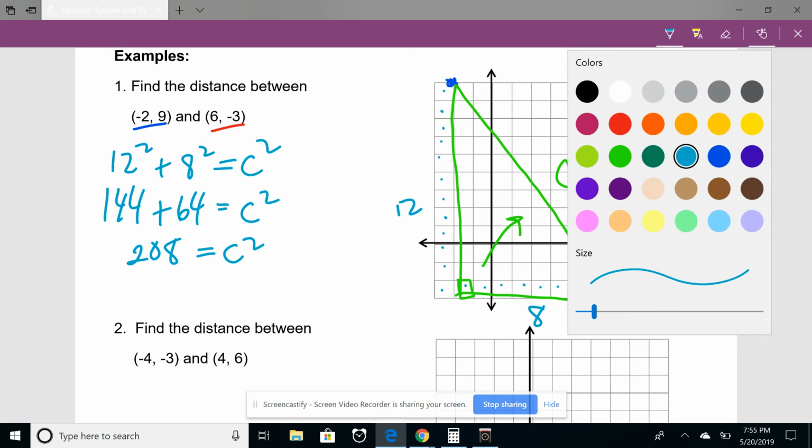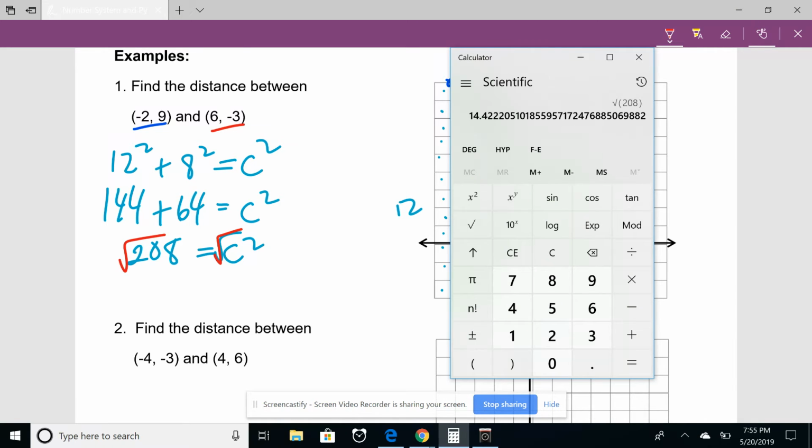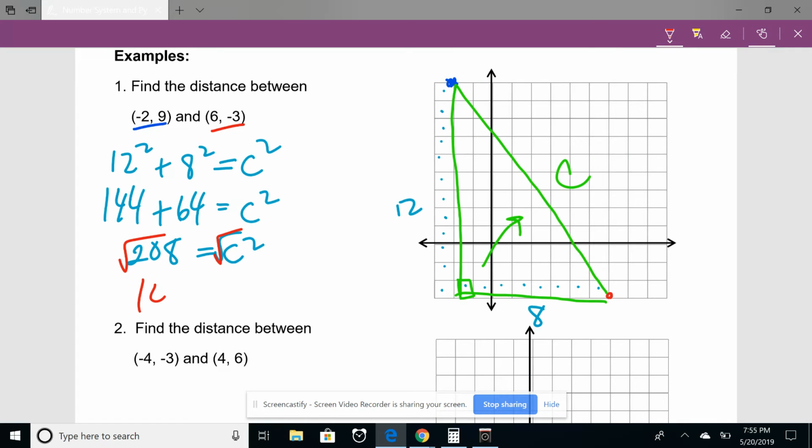To get rid of a square, square root both sides. The square root of 208 is about 14.4. So the length of this hypotenuse right here is about 14.4.